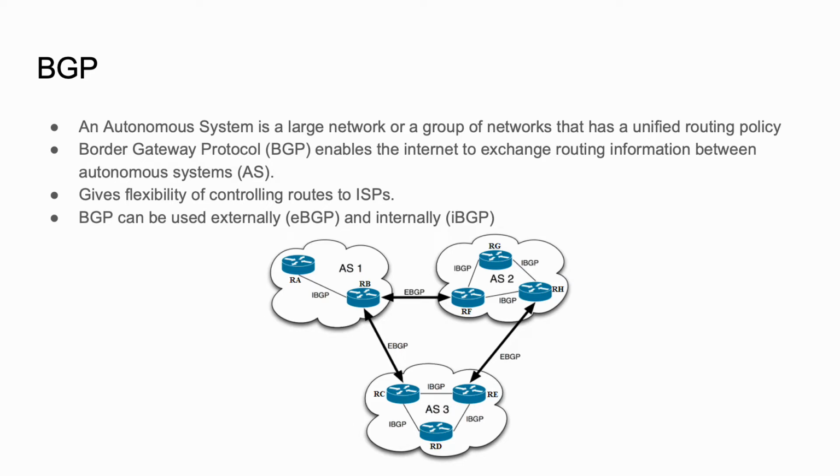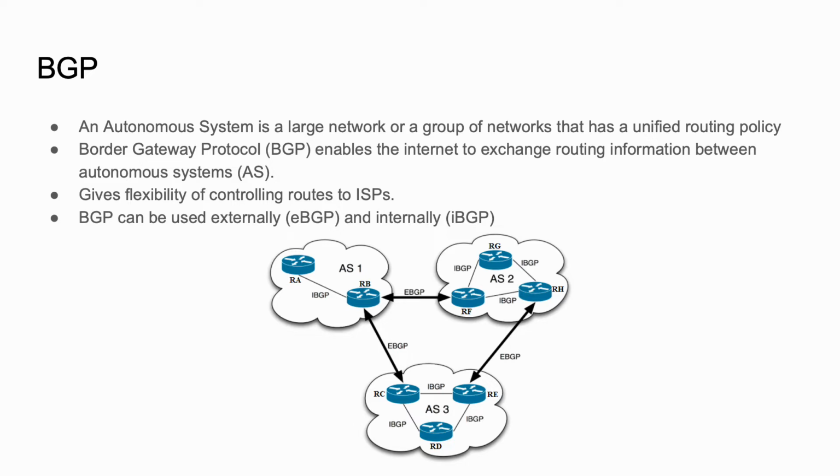Before I introduce BGP, it is important to know what autonomous systems are. An autonomous system is a large network or a group of networks that has a unified routing policy. A few examples of an AS are a network service provider, a large company, or a group of companies or a university. Today, there are over 100,000 autonomous systems in the routing network of the Internet.